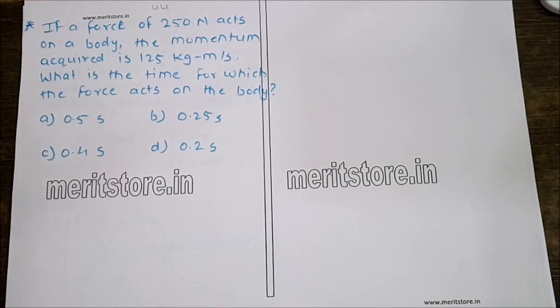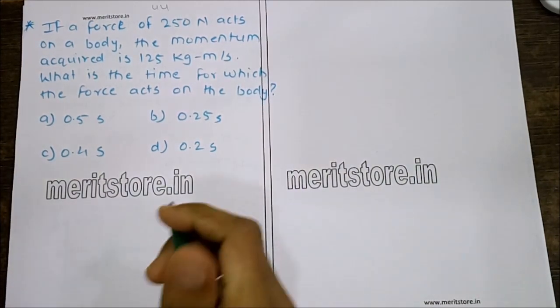If a force of 250 Newton acts on a body, the momentum acquired is 125 kg meters per second. What is the time for which the force acts on the body? The options given are 0.5 seconds, 0.25 seconds, 0.4 seconds and 0.2 seconds.